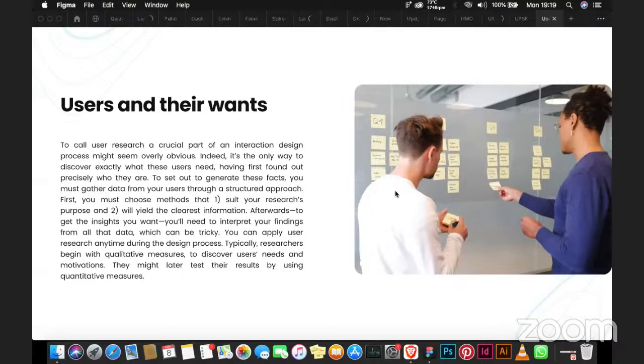So there are two different users in this application. When I say it's very important that you suit your research purpose, who are you designing for? Who do you want to solve this problem for, right? They can be very tricky, because when setting up your questions, it's very important that during your research you ask questions that are clear and concise.